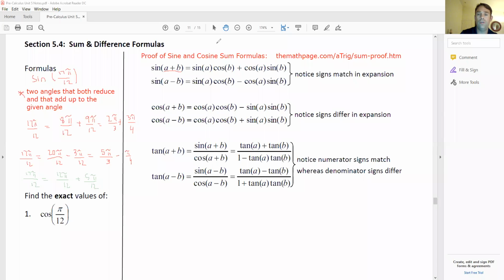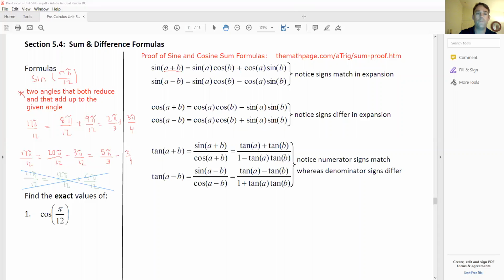So the key when we're dealing with what we're doing today is you have to pick two angles that will reduce. Two angles that reduce, 8 pi over 12, 9 pi over 12. They add up to 17 pi over 12, but they both reduce. 20 pi over 12 and 3 pi over 12. They subtract to be 17 pi over 12, but the key about that is they also reduce. They have to reduce as we go through. So we're just going to dive right on into this here and play around with this a little bit and see what we can deal with.